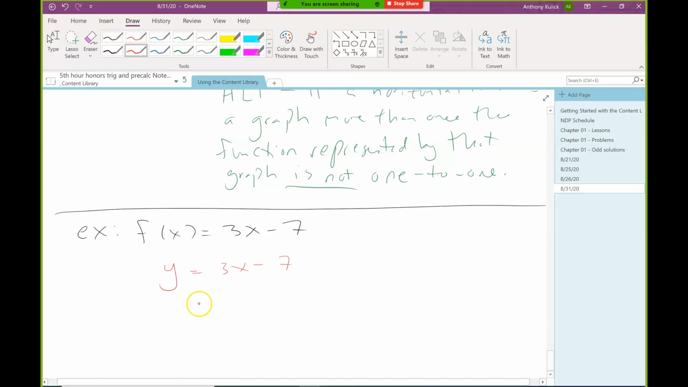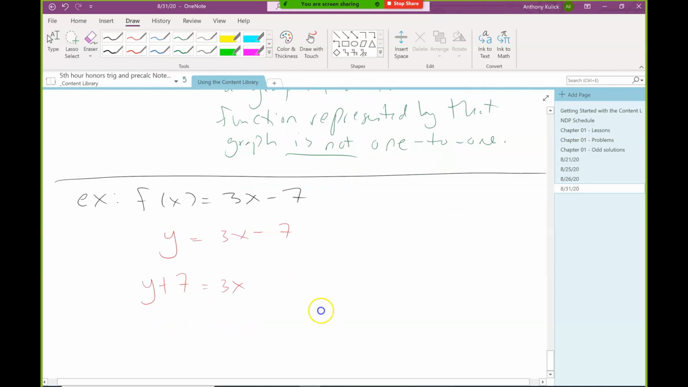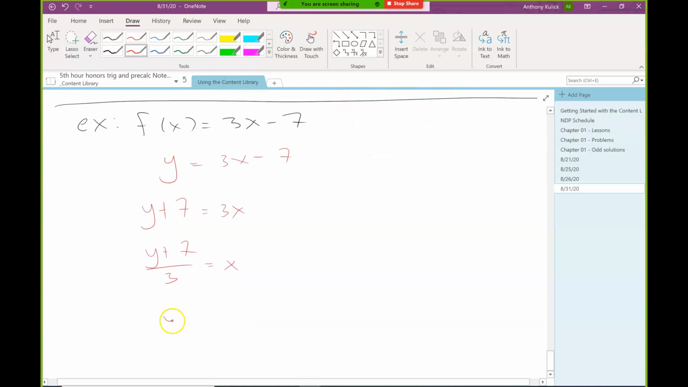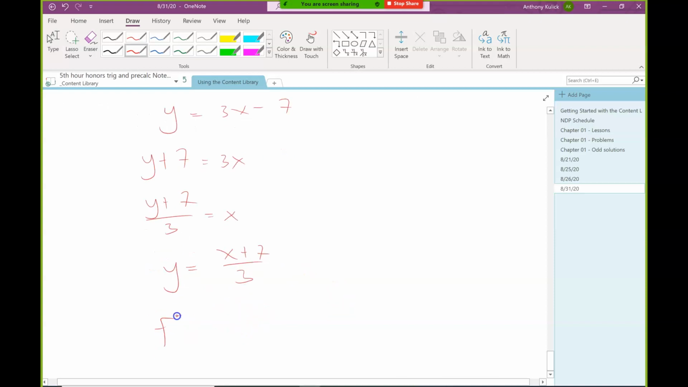So to get the x by itself, we'll add 7 to both sides and then divide by 3. And then we'll switch the x and y's. So we'd say then that f inverse is equal to x plus 7 all over 3. Everybody okay with that idea?